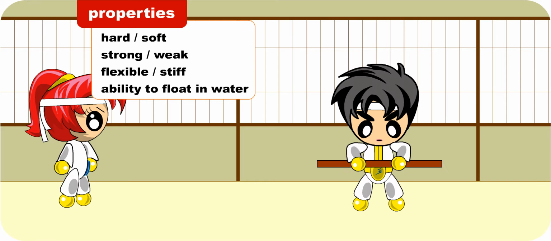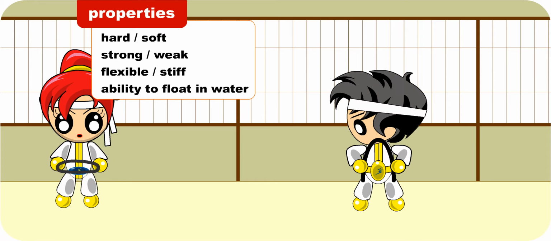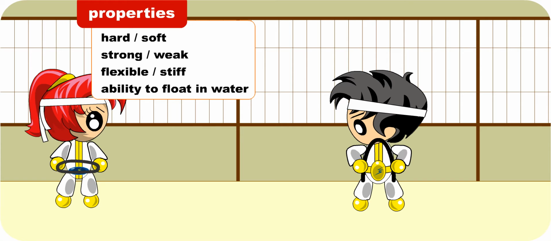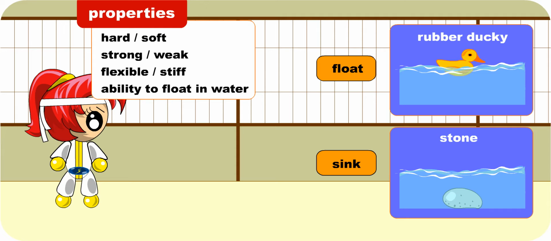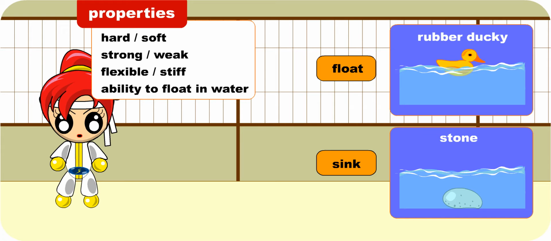A stiff material cannot be easily bent, but a flexible material is easily bent. It can return to its original shape like a piece of rubber. That explains the fact that no matter how you stretch a piece of rubber band, it will return to its original shape. That's right. Materials can also be grouped according to its ability to float in water. Can you classify the following objects according to their characteristic? I'll try.